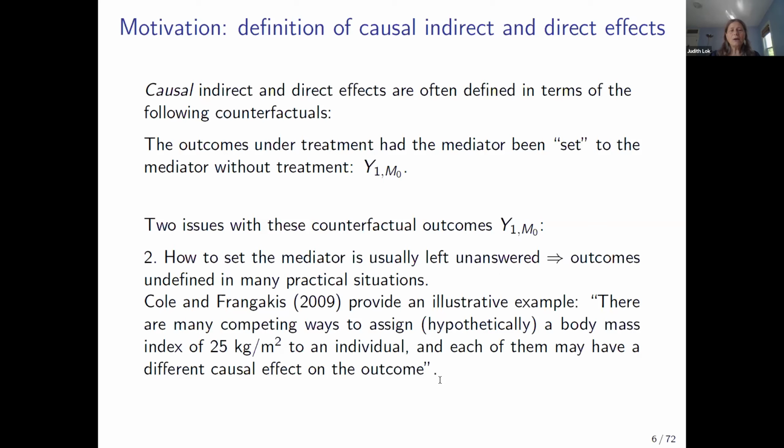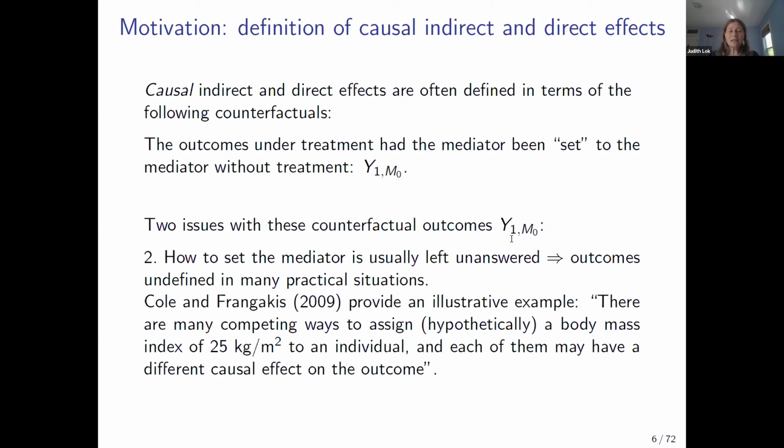There are many competing ways to assign, hypothetically, a body mass index of 25 kilograms per square meter to an individual. Each of them may have a different causal effect on the outcome. The way out that people use is sometimes to say it's the closest possible world to this one, where the mediator was set to its value without treatment and the patient was still treated. But what this closest possible world is, is not always very clear.